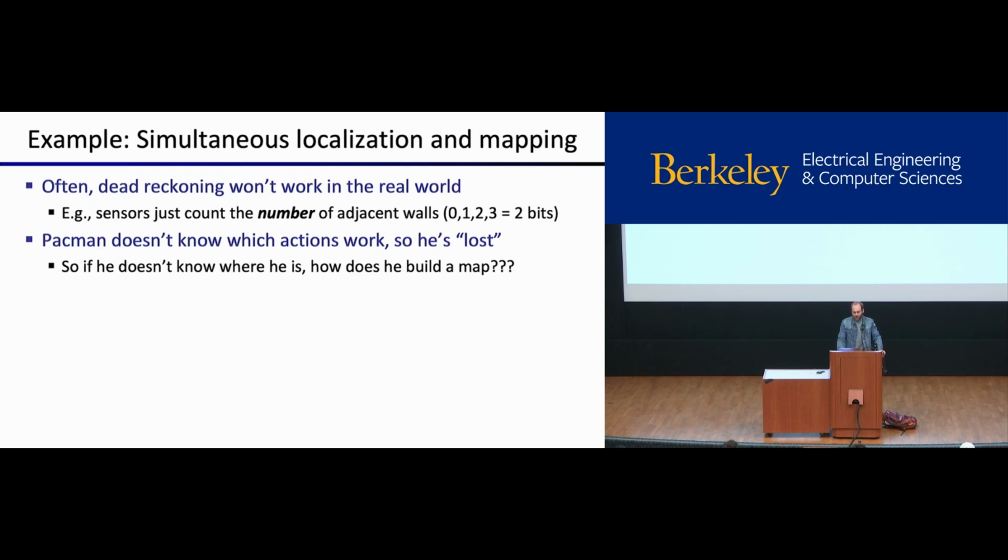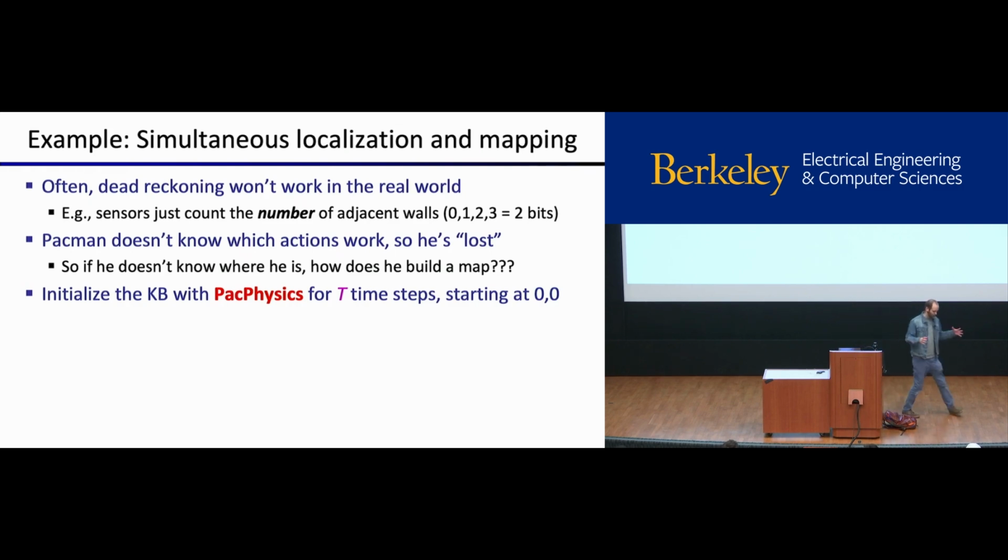Now he doesn't know which actions work, so he's lost. So he moves north. Is he 1 north of his initial location, or is he still in the same place and blocked? Could be either. So how does he build a map? He doesn't know where he is. And likewise, how does he localize himself if he doesn't have a map? It turns out he can just kind of bootstrap his way up. So let me give an example before I tell you how to do it in general.